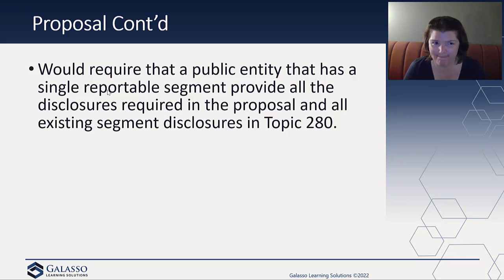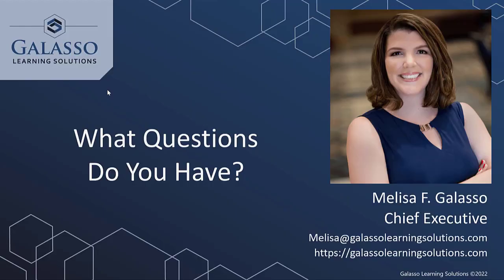And this is saying, if you are a public company and you have a single segment, you would still have to provide all the disclosures required in this proposal and the existing ones in topic 280, including all those interim disclosures. So kind of interesting to force them into the segment disclosures, even though they only have one segment.